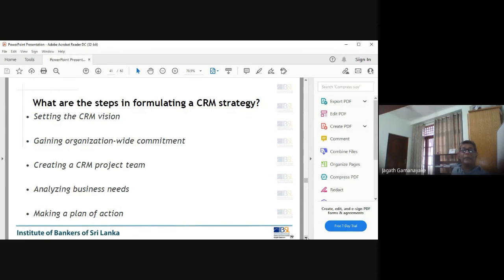We may create a CRM project team. It is a separate team that may be taken from different divisions: one from marketing, one from IT, one from finance, whatever. Creating a CRM project team of champions to run the CRM strategy. Then you need to analyze the business needs and prepare a plan of actions. Strategy is the plan of actions. Actions mean how we are going to support and implement your strategy. So that's the action plan.